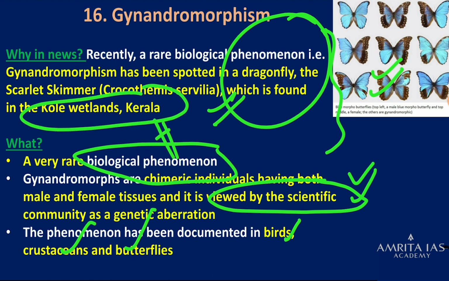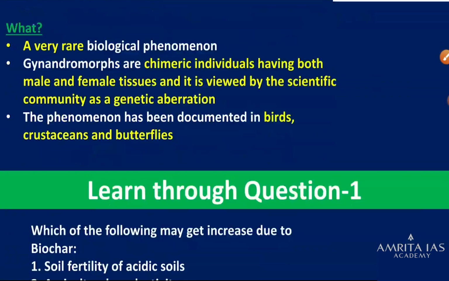Please see the location of the Kole wetland in Kerala. In Kerala, we have a lot of Ramsar sites as well, but Kole wetland is not a Ramsar site. So remember accordingly.